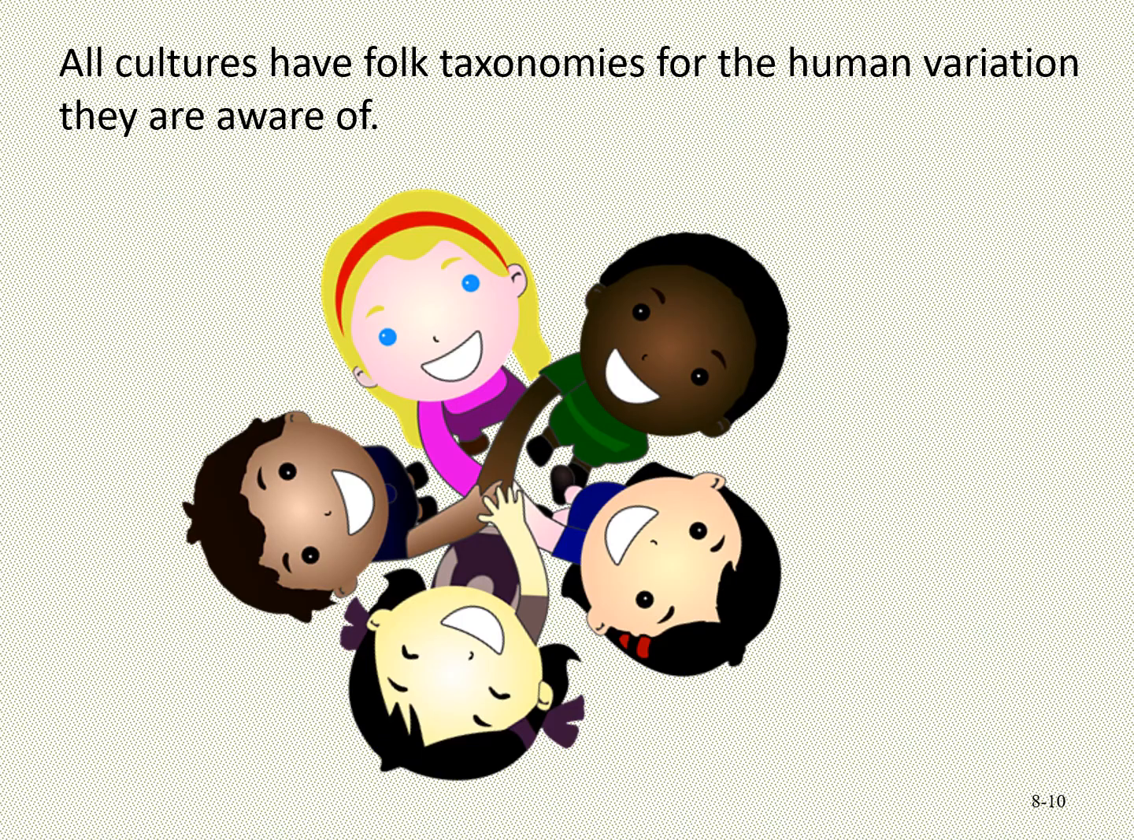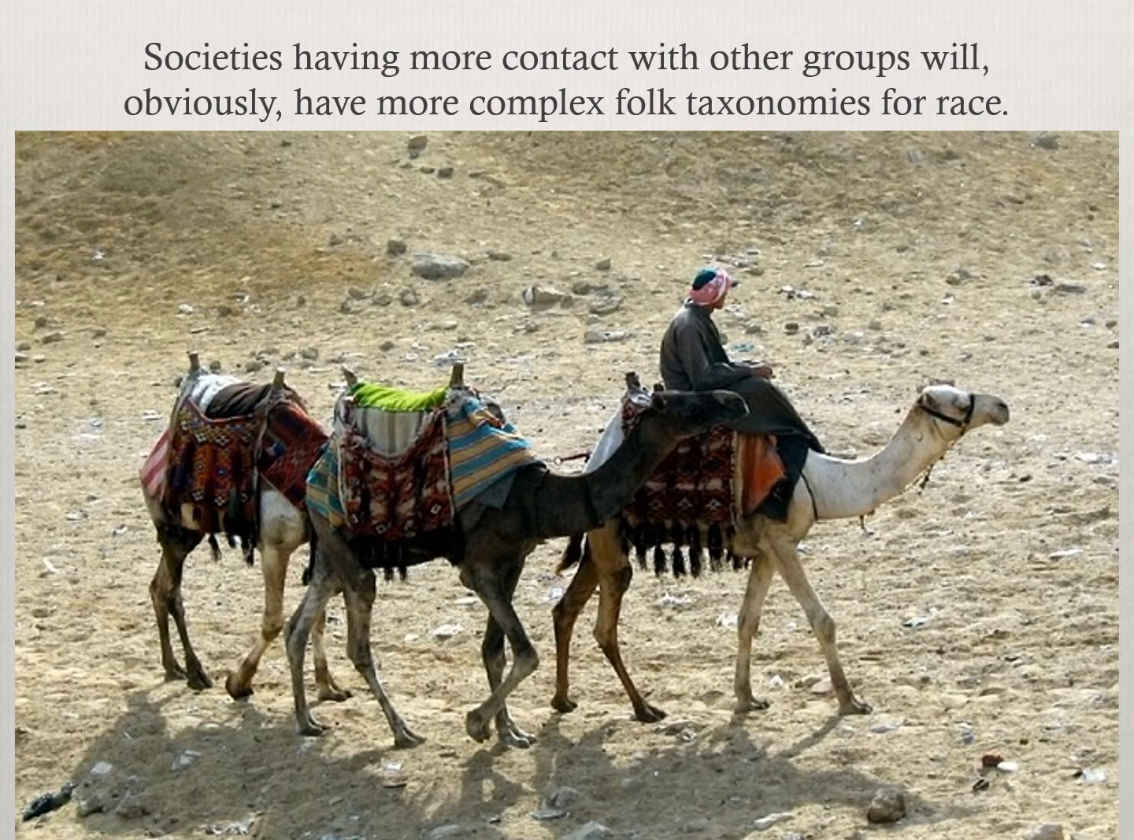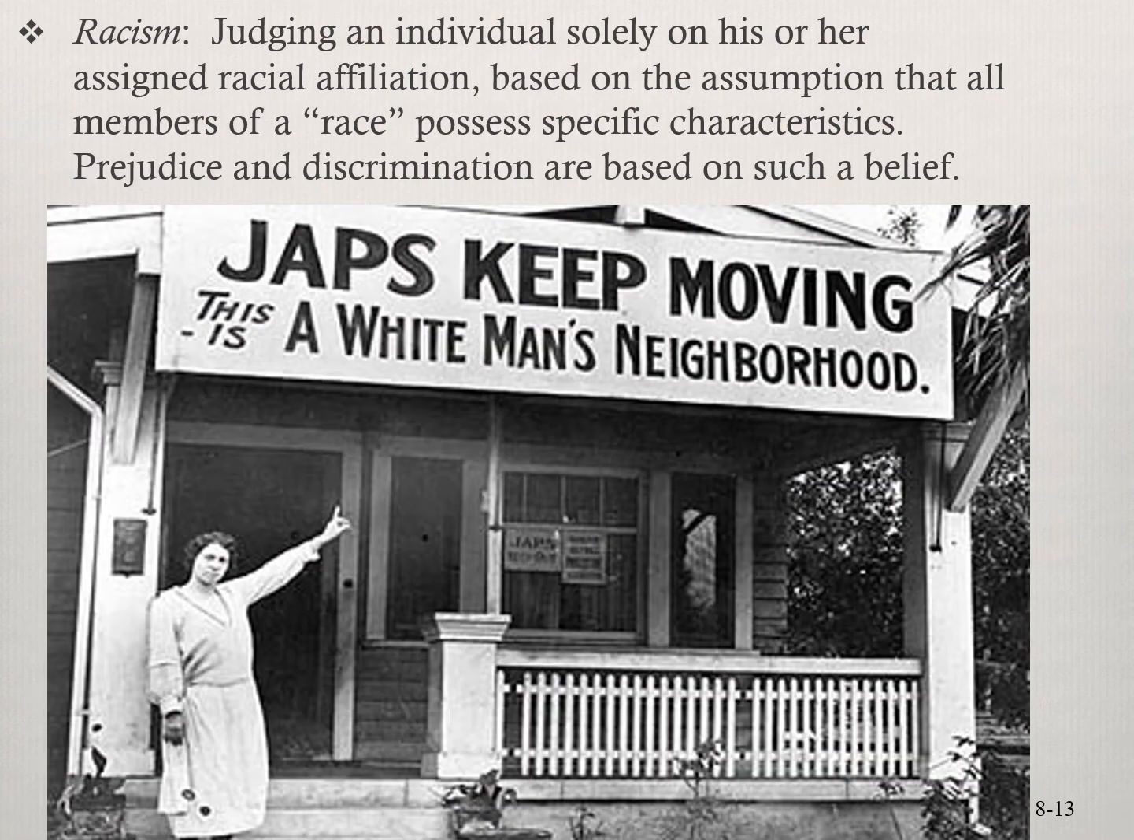Okay, all cultures have folk taxonomies for the human variation that they're aware of. So, isolated groups that don't meet other people, so people on small islands or very isolated mountainous regions, will tend to have two categories, give or take. There's us and there's them. Nice and simple categorizations. Groups that meet a lot of people will have a lot more cultural categories for people. Okay. Because we tend to categorize people, racism then can be a major problem.